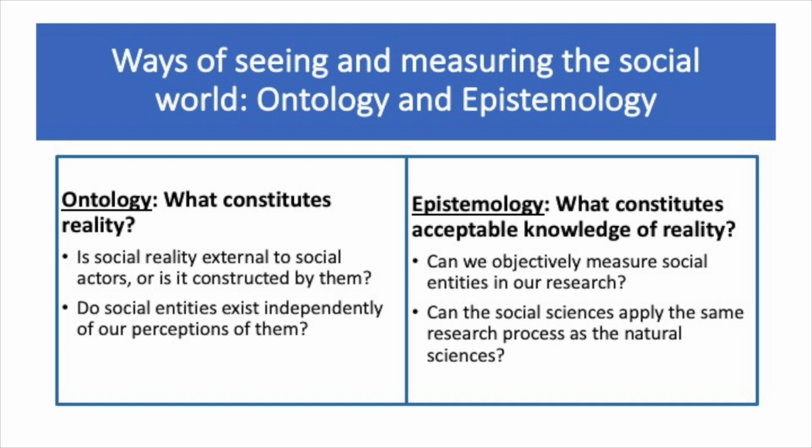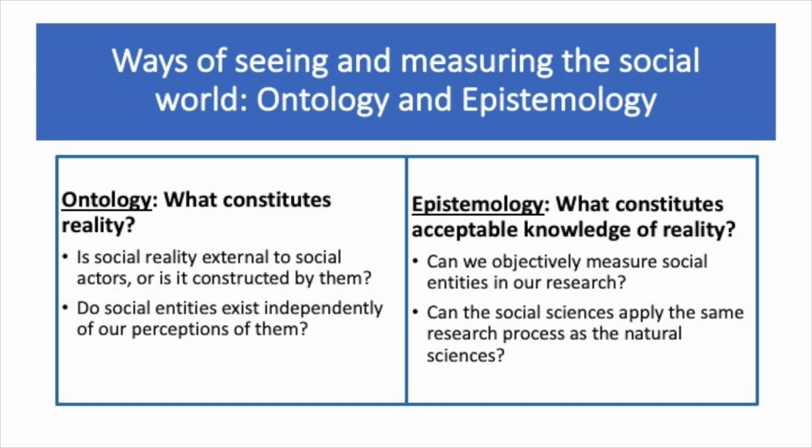If social entities exist independently of our perceptions of them, that is, let me think of a social entity we could be thinking about here. Poverty. Poverty is one that we're going to talk about in class. So if poverty exists independently of our perceptions of it, it's an objective fact, then we might choose to pursue a particular research strategy that reflects that, right? We might use the poverty level, right, or poverty rates to reflect the existence and extent of poverty.